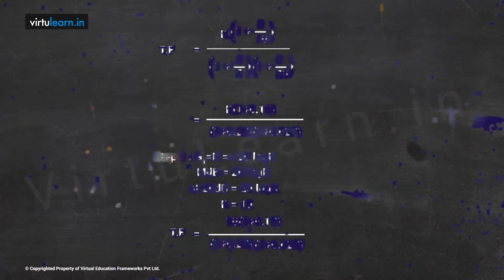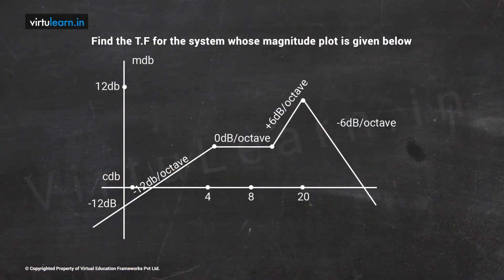So similarly, we can look at another example, and the problem statement goes like this. Find the transfer function for the system whose magnitude plot is shown in the figure. This is the magnitude plot given, and again you can look at how many slopes we have. 1, 2, 3, 4 slopes, means 4 terms are going to come, and there are 3 corner frequencies at omega is 4, 8 and 20.